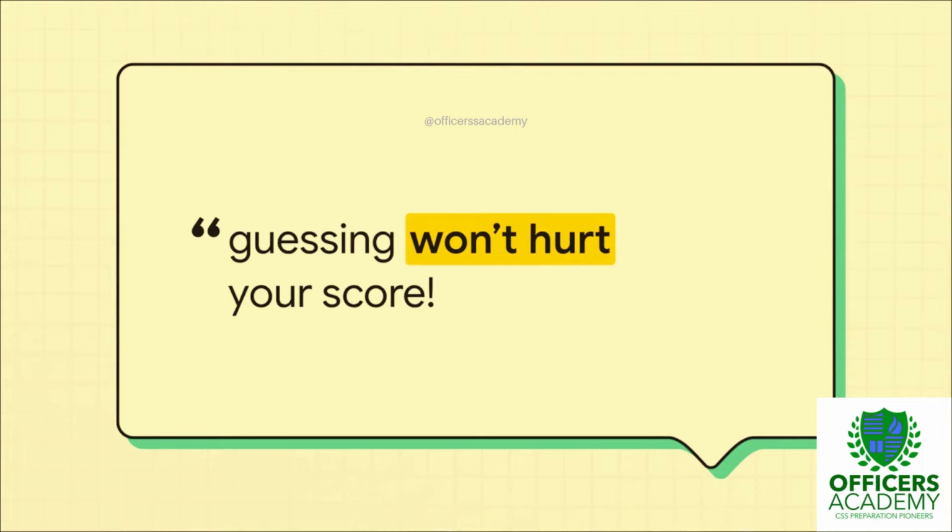This right here might be the single most important strategy for the MPT. There is no negative marking. Let that sink in. A wrong answer gets you the same score as a blank answer, 0. So what does that mean? It means you should never, ever leave a question unanswered. A guess costs you nothing, and it might just earn you a point you desperately need.